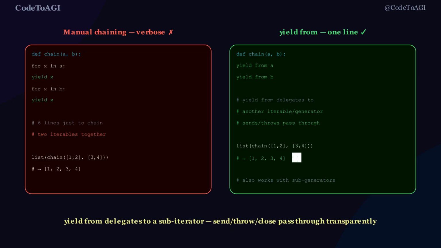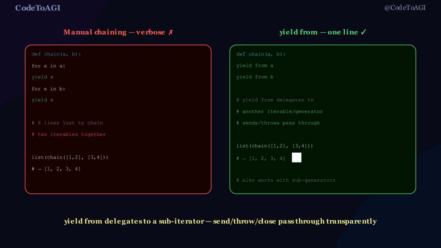On the right, yield from A, then yield from B. 2 lines, same result. But yield from does more than save typing. It transparently passes send calls, throw calls, and close calls through to the inner generator. So two-way communication works through the delegation chain. Without yield from, you would have to manually forward every send and throw yourself.